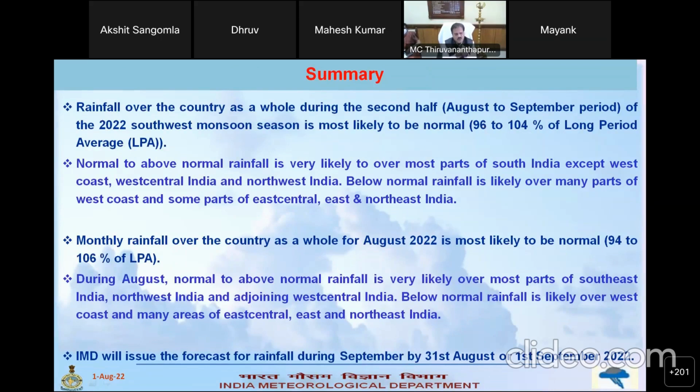And then above normal rainfall is very likely over most parts of South India, except the west coast, west central India, and northwest India. Below normal rainfall is likely over many parts of the west coast and some parts of east central, east, and northeast India. Monthly rainfall for August is also likely to be normal, that is 94 to 106%. During August, normal to above normal rainfall is very likely over most parts of southeast India, northwest India, and adjoining west central India. Below normal is likely over the west coast and many areas of east central, east, and northeast India. We'll be back with the forecast for September on 31st August or 1st September.